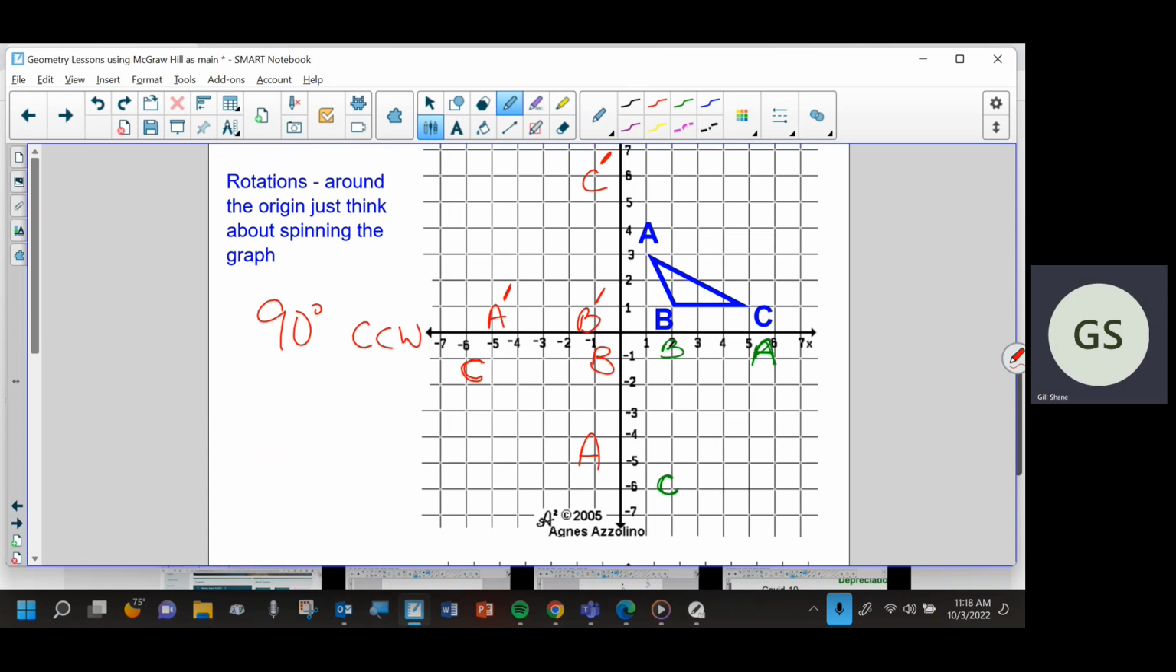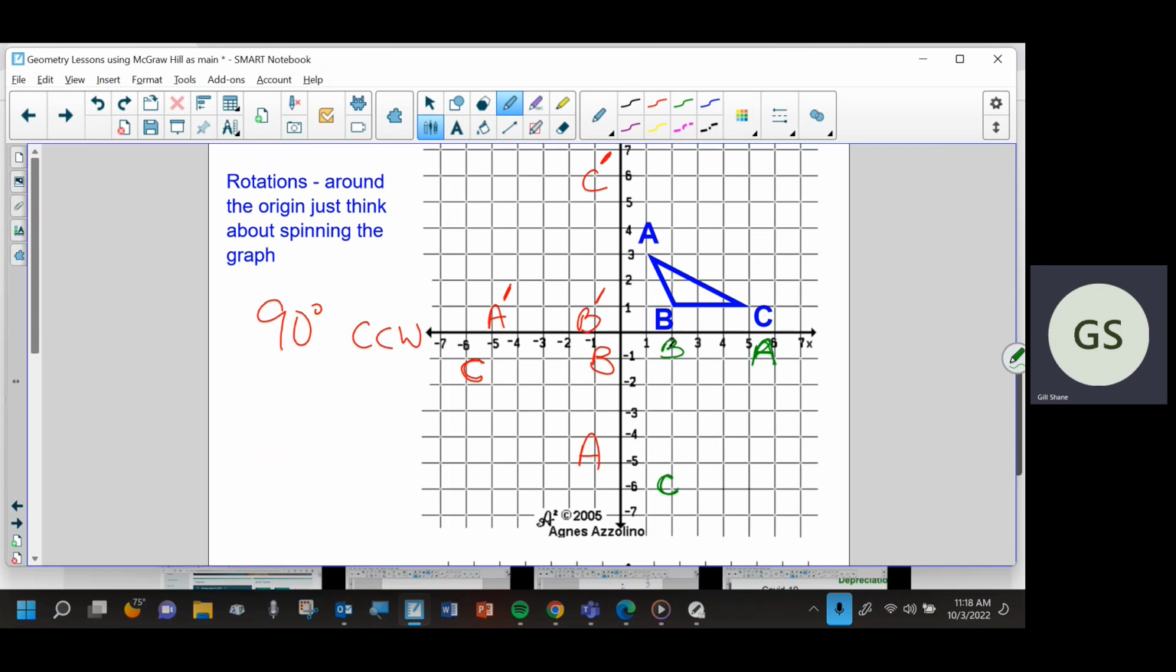Now, if I thought about doing one more rotation clockwise, you'll notice it's in the same spots. C would rotate around and up. B would rotate over and right, so it would be there. A would rotate down to right where it was. So it'd be the same thing.